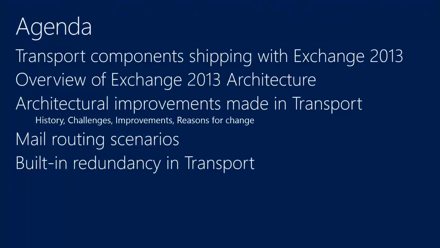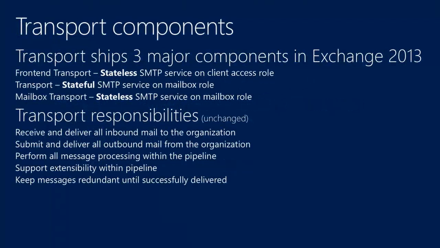So, simple agenda today. I want to go over what the transport components are in Exchange 2013. We'll discuss a little bit more of the architecture because it directly applies to why we made the decisions around the specific components we now have in the product. We'll talk about some of the improvements that have occurred as a result, and then I'm going to go through a series of mail routing scenarios. No demos today, since my demos yesterday kind of did that best. So we're going to do scenarios instead. And then we're going to end with built-in redundancy, talk about our resiliency features.